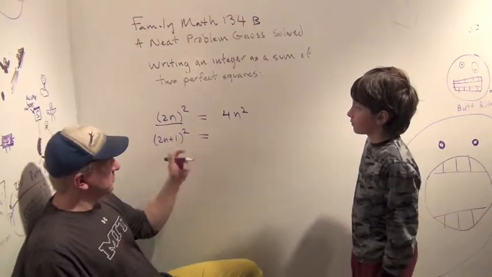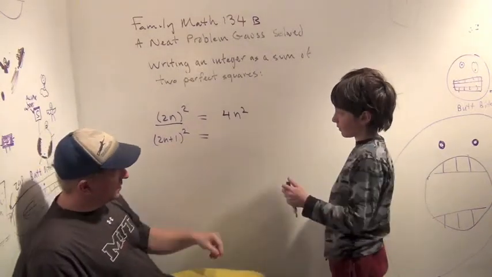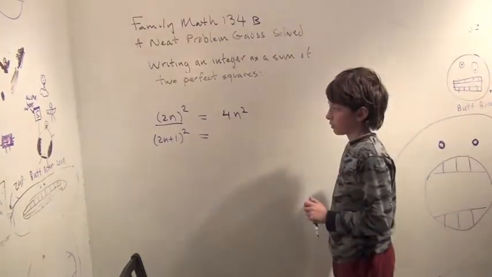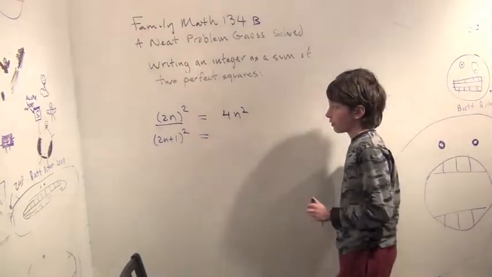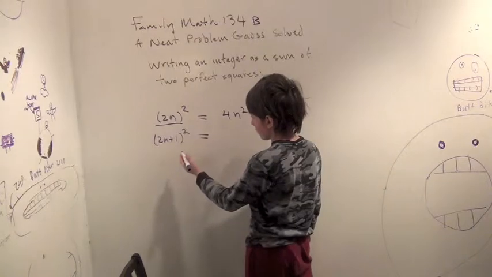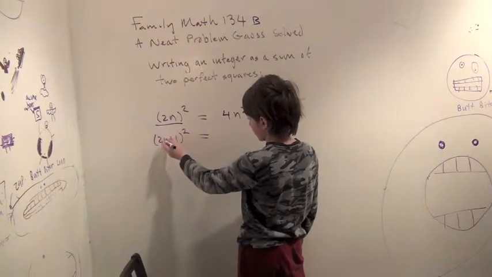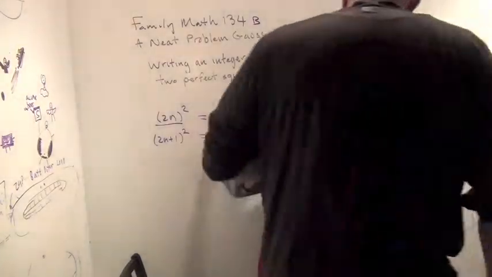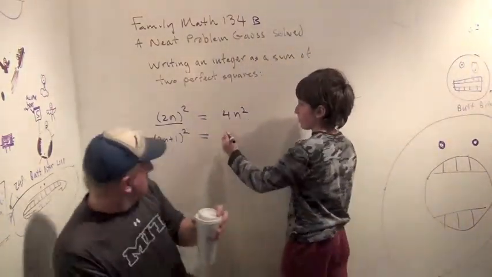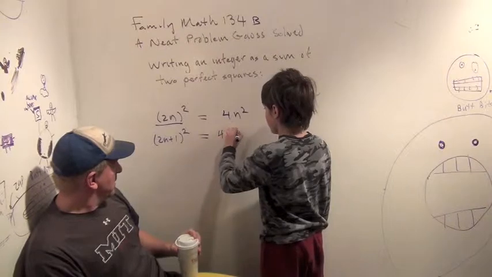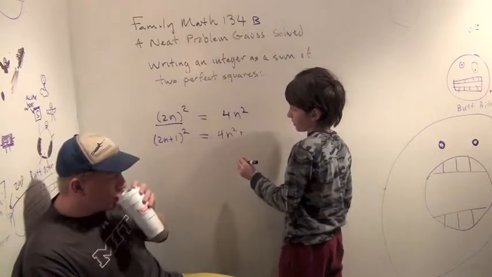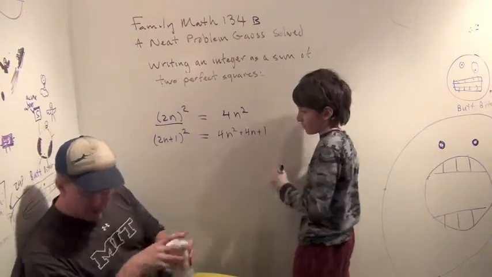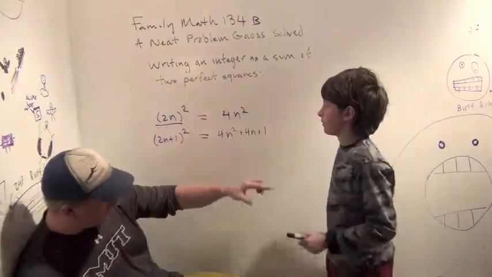Now (2n+1) squared. Maybe you can work that one out. Well, what does (2n+1) squared even mean? Why don't you work that out? It means you have to multiply (2n+1) times (2n+1). Okay, very good. So it's 4n squared plus 4n plus 1. High five. Good job. Good multiplying out.